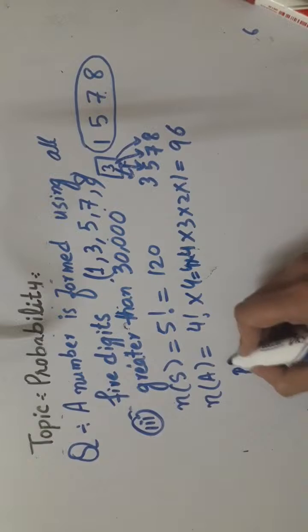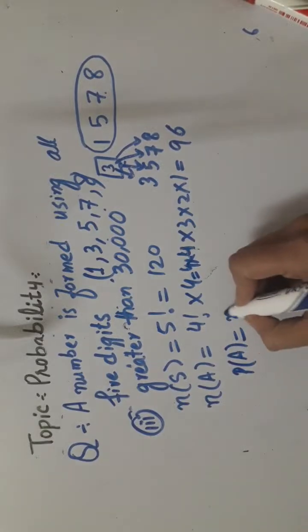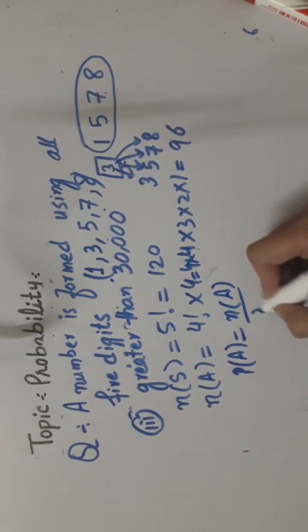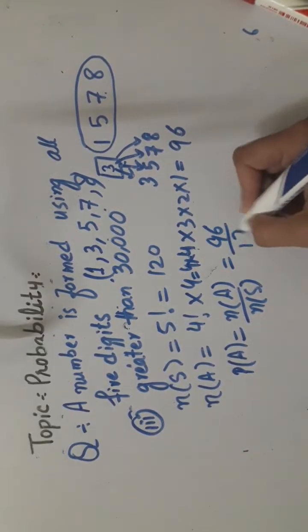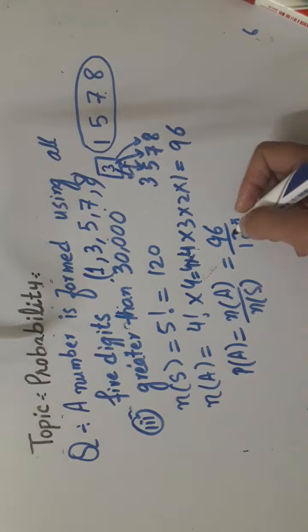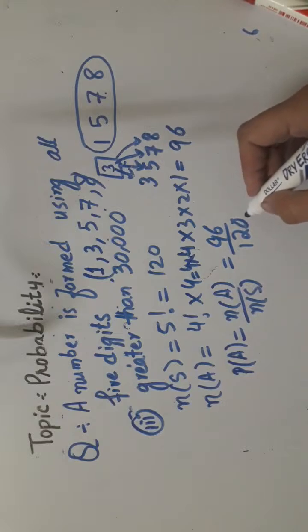So our probability will be equal to n of A by n of S, and n of A is 96 divided by 120. So this is the answer of this question.